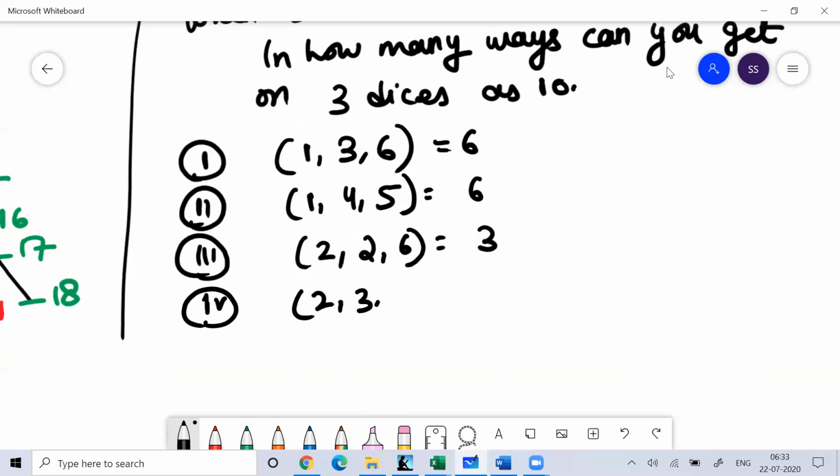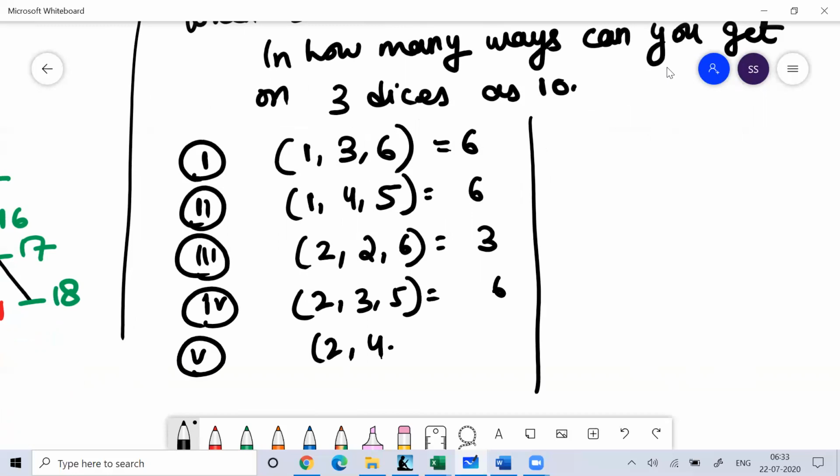That can be 2 comma 3 comma 5. That would be 6 cases. Then it can be 2 comma 4 comma 4. The total number of cases would be 3. Then 2 comma 5, no, because again the duplication is happening.